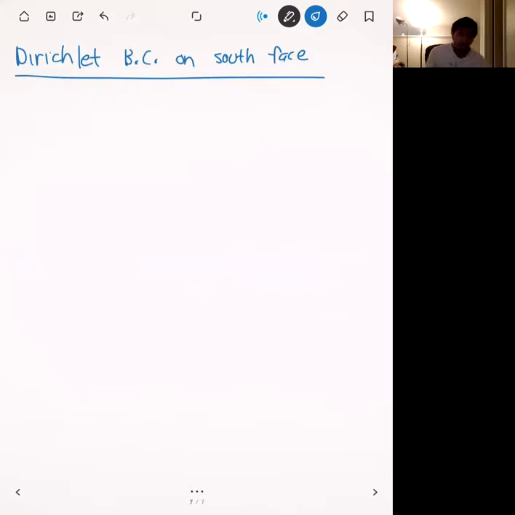Let's do an example where we have a boundary condition on the south face. In particular, let's look at a Dirichlet boundary condition. All right, and so we're going to have a situation that looks like this. So we have our cell that's like this. We have our east and west neighbors.